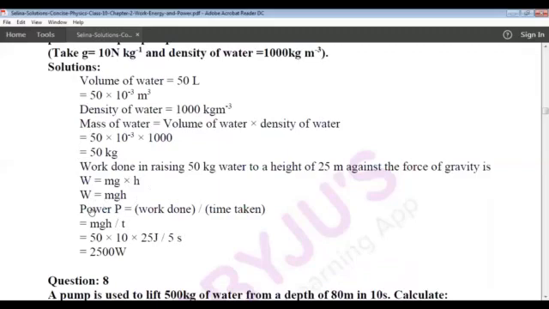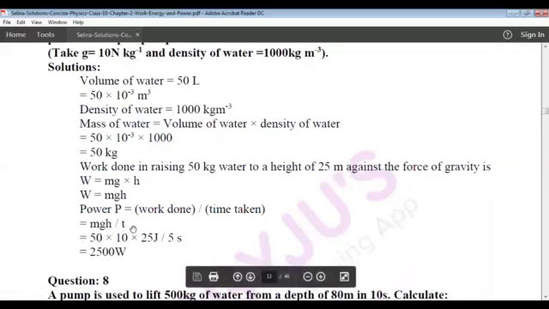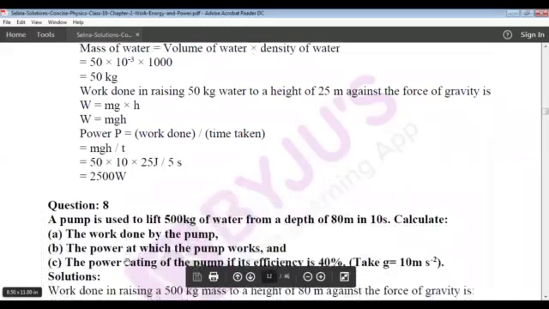So power, we need to find the power. Power is work done divided by time taken. So work done is mgh divided by t. Substitute the values here. You will get 2500 watts.